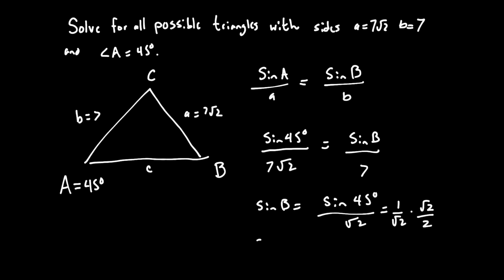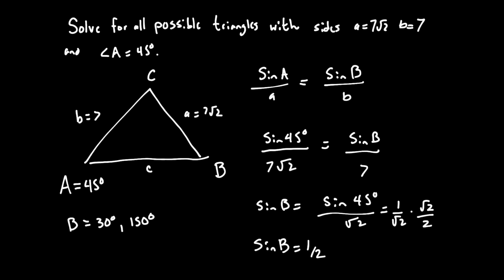And we get that sine B is equal to 1/2. Now, we know that sine B is equal to 1/2 when B is equal to 30 degrees. We can show this using inverse trig functions. Furthermore, another solution will be an angle B whose reference angle is 30 degrees in the second quadrant. So B in this case is either 30 degrees or 150 degrees.